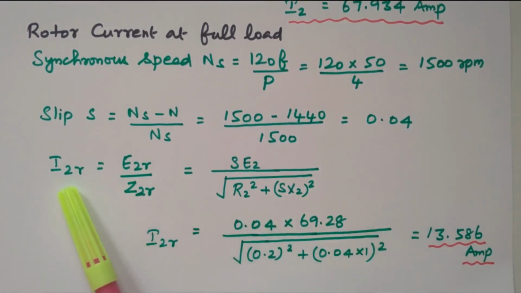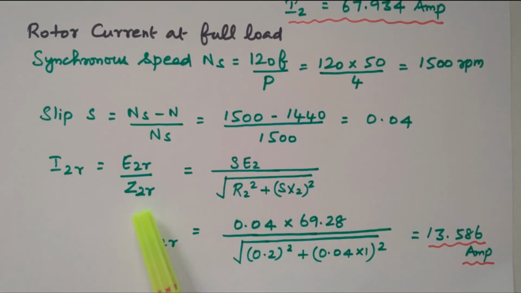So I2R equals E2R divided by Z2R. Previously I2 equals E2 by Z2. During running condition it is given as I2R, where R refers to the running condition; E2R is the EMF under the running condition, and the impedance is also under the running condition. How will you find E2R? E2R is nothing but S into E2. The EMF in the rotor under running condition is slip into the rotor EMF under the starting condition, S into E2.